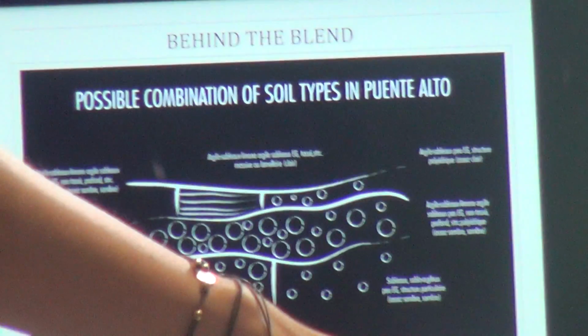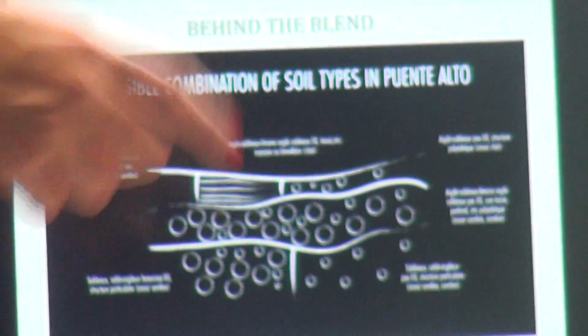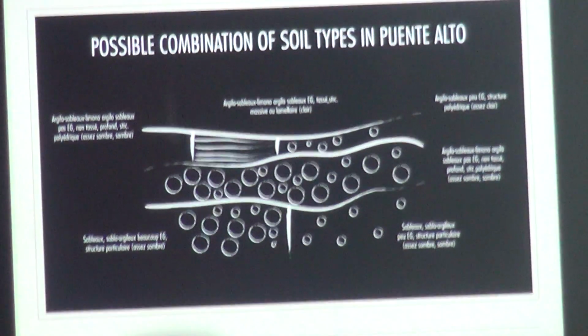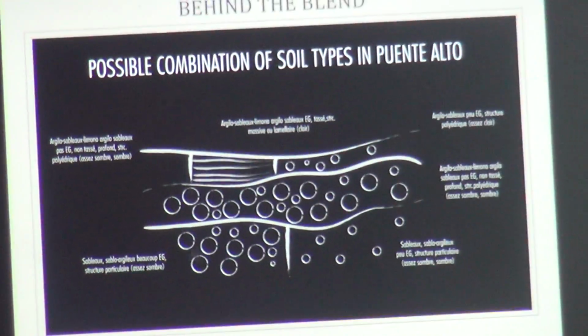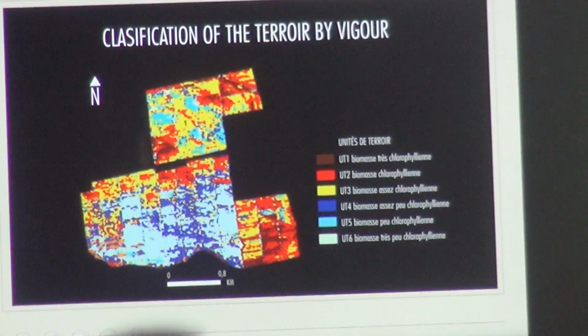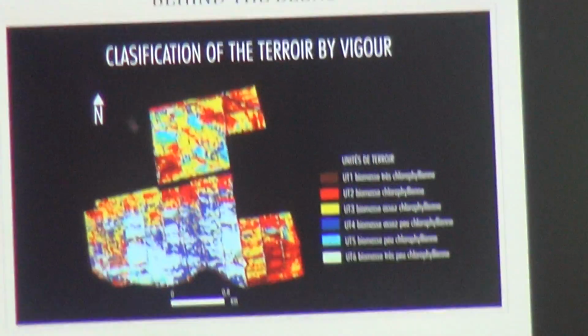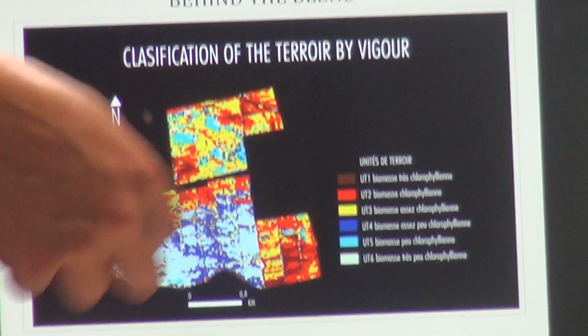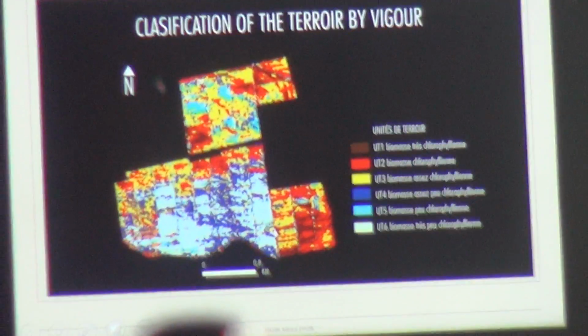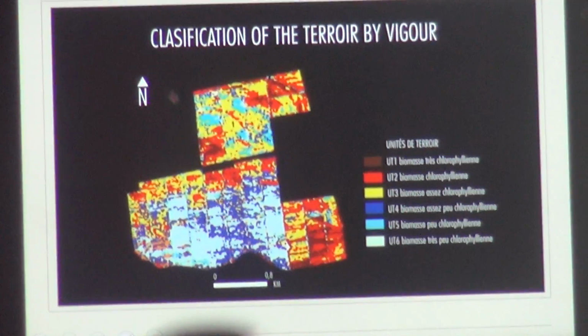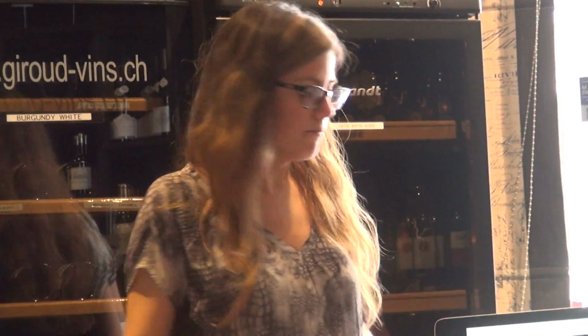Here you can see the different root developments and the possible combinations that we can find. So we study a lot about soil to understand what happened. The second factor is the vigor, the expression of the vineyard. So here you can see the different colors, and also we can see that in the vineyard we see some vines with high vigor, less vigor, so we divided that.